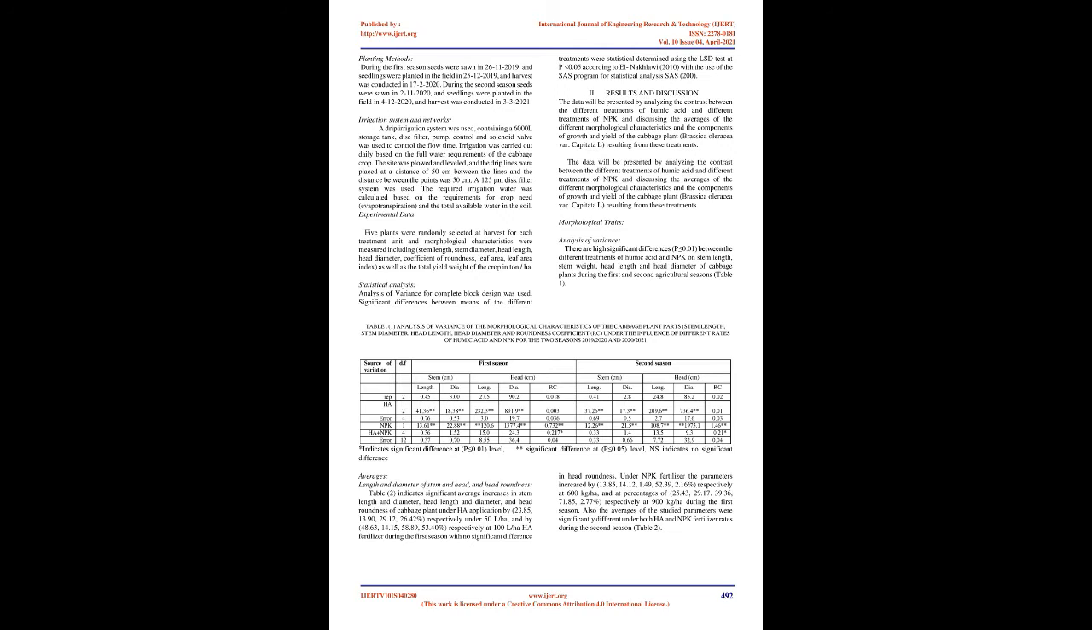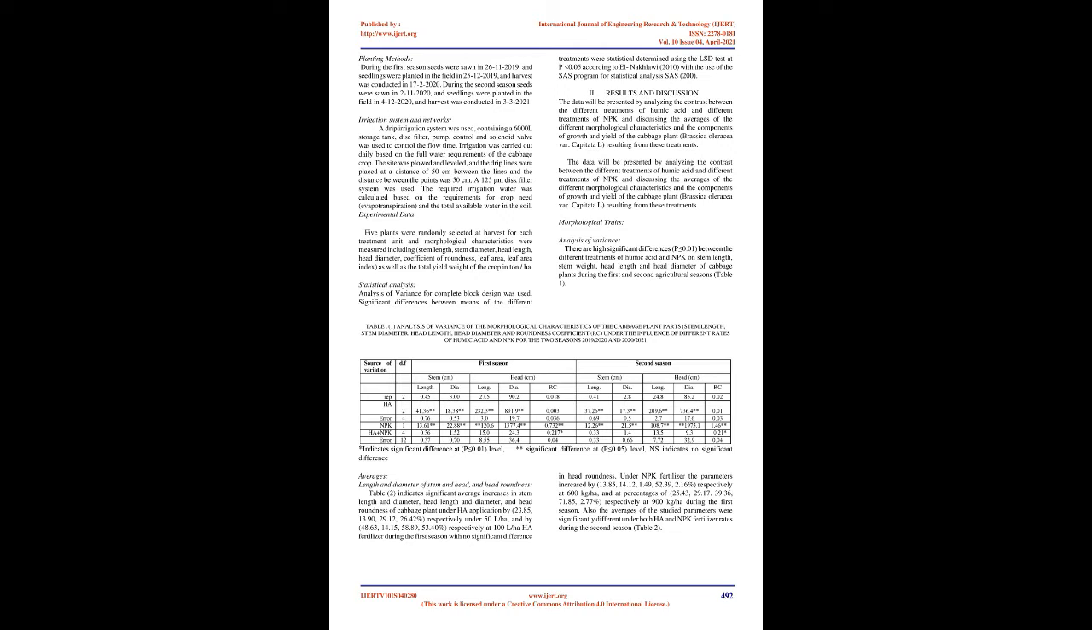Cabbage was grown in rows in plots of 3x3 square meters. The distance between the rows is 50 centimeters and the distance between the plants is 50 centimeters. Agricultural operations. Land preparation for planting. The soil was plowed with a plow to a depth of 25 to 30 centimeters and then leveled.